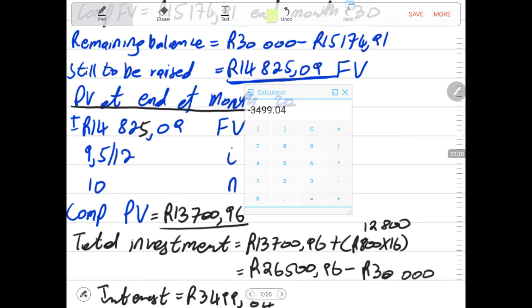Sorry for the space there at the bottom. So that will be the interest earned over this investment for the period of 30 months, if 800 is invested for 16 months and 13,700.95 is a once-off investment at the end of month 20 and is left in the account till the focal date of month 30 at 9.5% per annum compounded monthly.